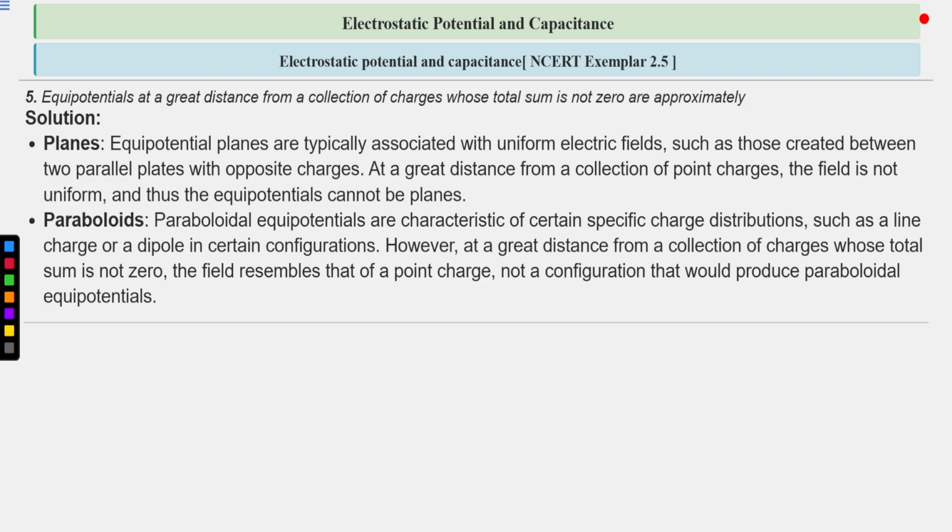And why is paraboloidal not the answer? Paraboloidal equipotential surfaces are characteristic of specific charge distributions such as a line charge or dipole in certain configurations. However, at a greater distance from a collection of charges whose total sum is not zero, the field resembles that of a point charge, not a configuration that would produce paraboloidal equipotentials. Paraboloidals are for specific charge configurations like a line charge or dipole, not for a point charge, and we are considering the collection of charges from a greater distance as a point charge.